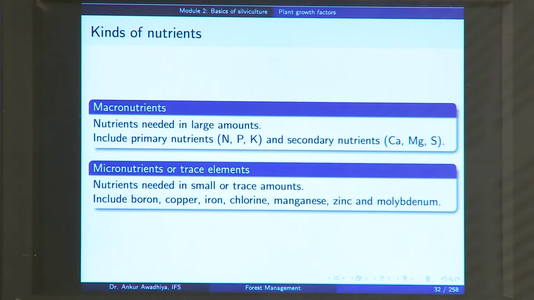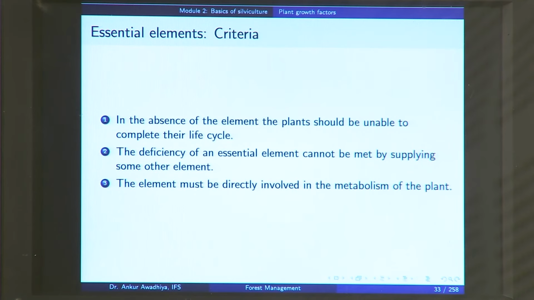Now, out of these nutrients, some nutrients will be called essential elements, and we define essential elements using three criteria. In the absence of the element, the plants should be unable to complete their life cycle. So, if you do not give the essential element to a plant, it will not be able to complete its life cycle, it will die off, or probably it will be unable to produce the next generation. The deficiency of an essential element cannot be met by supplying some other element. So, you cannot replace an essential element with any other element. It has to be given to the plants, and the element must directly be involved in the metabolism of the plant. So, these are the three criteria to define an essential element.